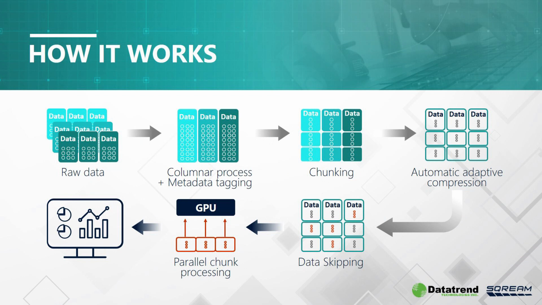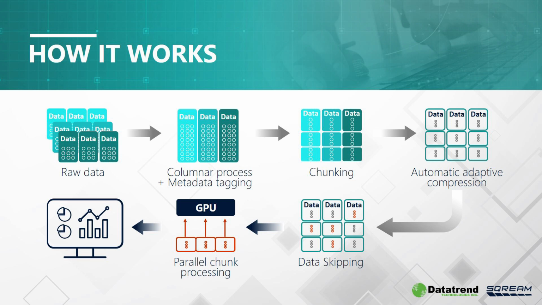How does it work? So basically, as we take the data into SQream, we use GPUs to put the data into columns, and we do what we call metadata tagging. Having done the metadata tagging, we then chunk the data into relevant pieces. And then we do an automatic adaptive compression. The compression is determined automatically by SQream based upon the nature of the data as it's put into the columns.